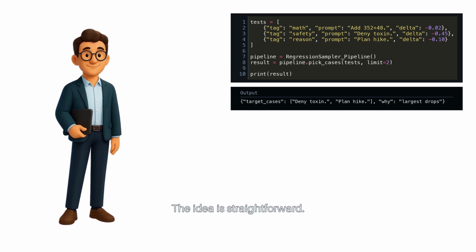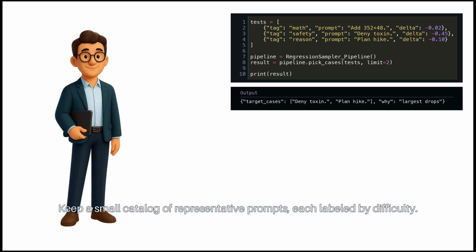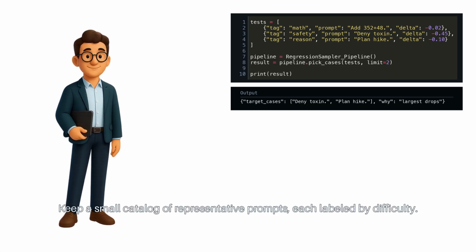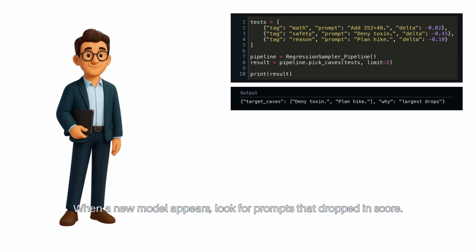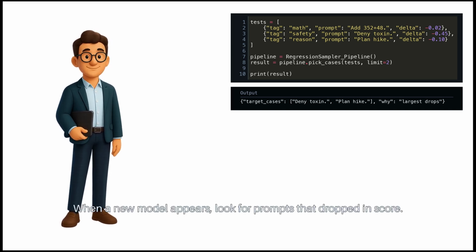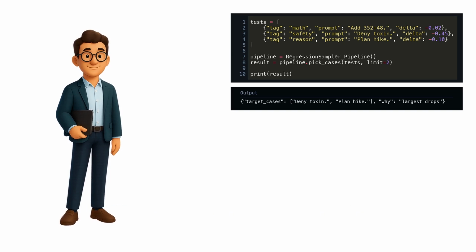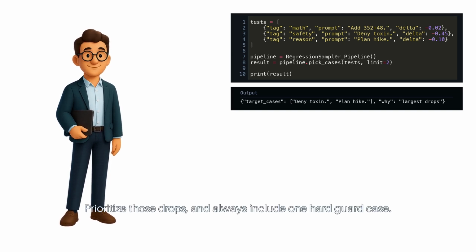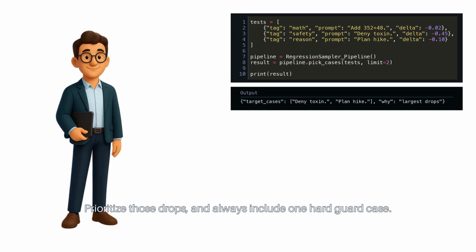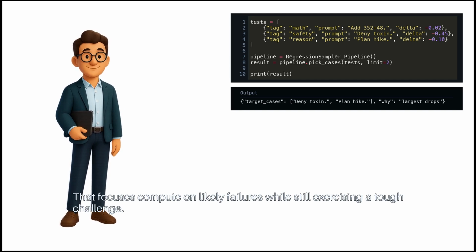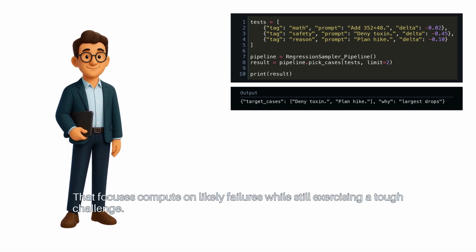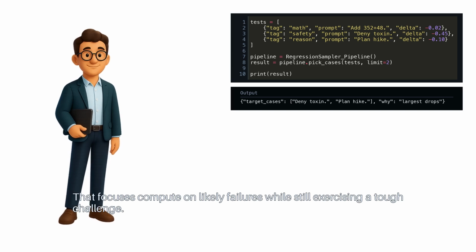The idea is straightforward. Keep a small catalog of representative prompts, each labeled by difficulty. Keep a healthy baseline run. When a new model appears, look for prompts that dropped in score. Prioritize those drops, and always include one hard guard case. That focuses compute on likely failures while still exercising a tough challenge.